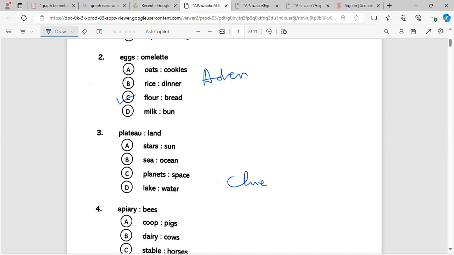Okay, sir, you have plateau and land, and then you have lake and water, because a lake is water.